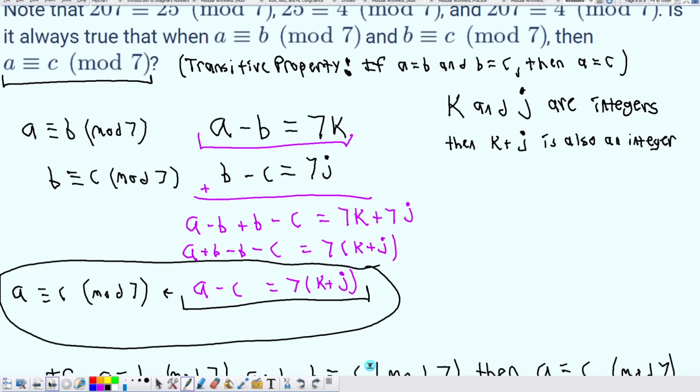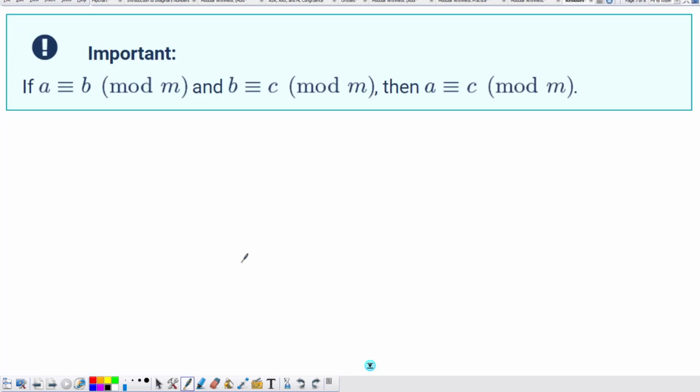So now this is going to hold true in general. We only proved it for mod 7, but if you wanted to, it's a fairly simple way to extend it to all M. So if A is congruent to B mod M and B is congruent to C mod M, then A is congruent to C mod M as well. The transitive property does hold in modular arithmetic.